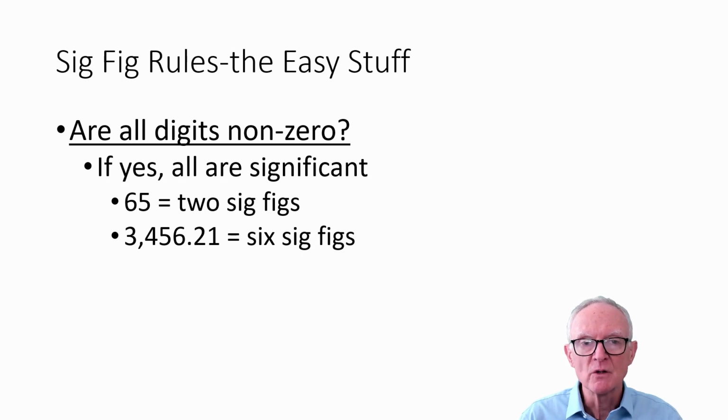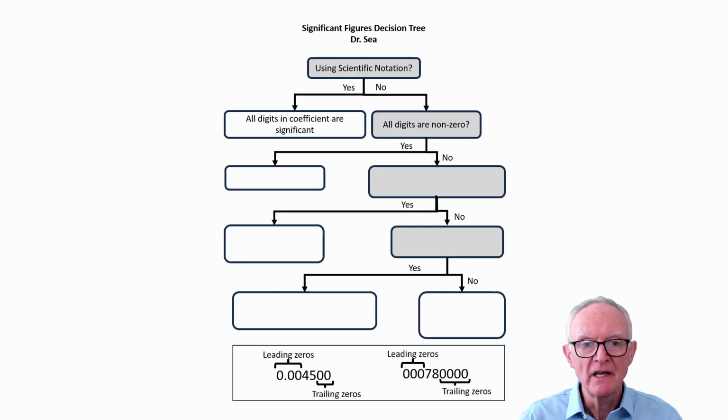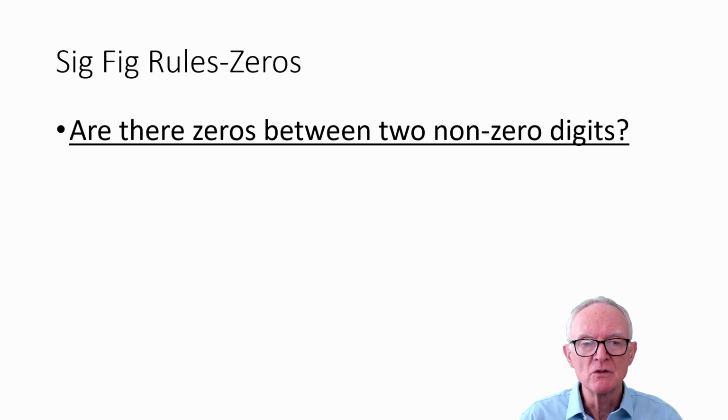So we can go back to our decision tree, and we fill in our second question. Are all digits non-zero? If the answer is yes, then they're all significant. If the answer is no, we go on to our third question. Are there zeros between two non-zero digits? So here's an example. 506, there's a 0 between 5 and 6.